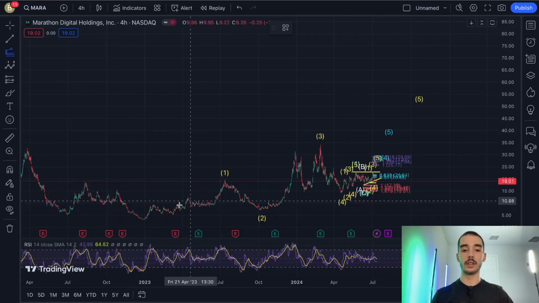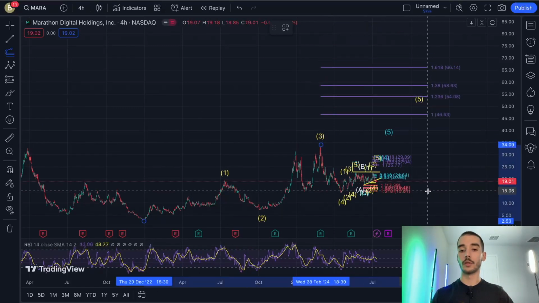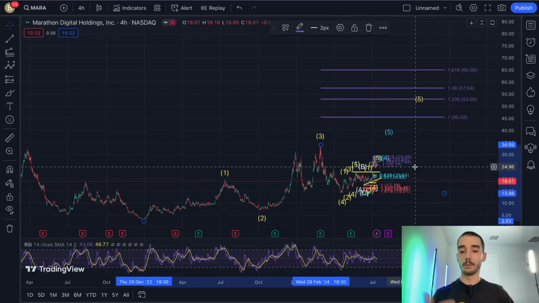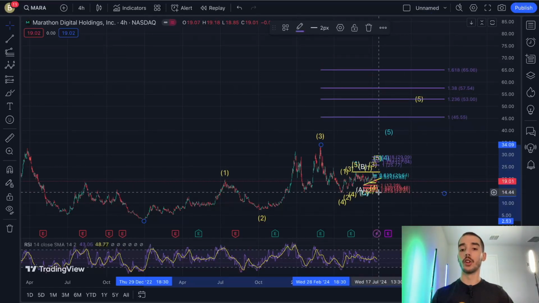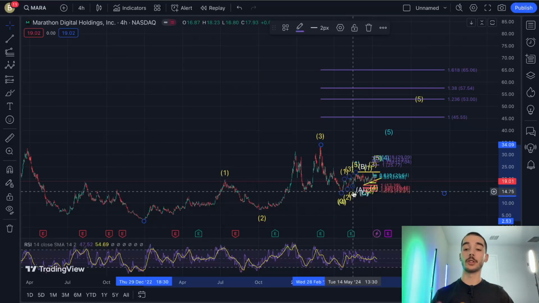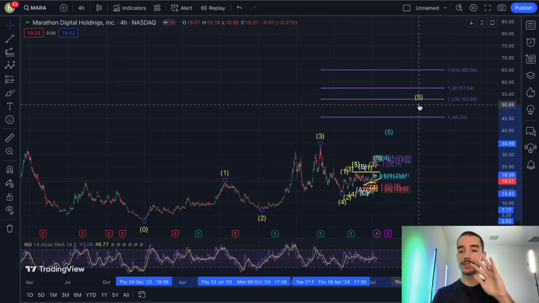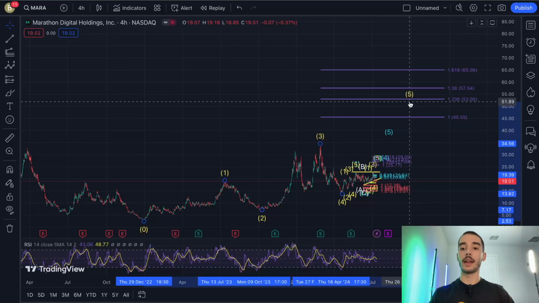So if we take the start of the first wave, top of the third wave, start of the fourth wave, as long as we don't make another low under this, what is this, around $13.80, as long as we don't break below that, this stays valid, which means we can potentially see this stock at a minimum reach $45 during this 2024 and 2025 bull run, bull cycle, whatever you want to call it.